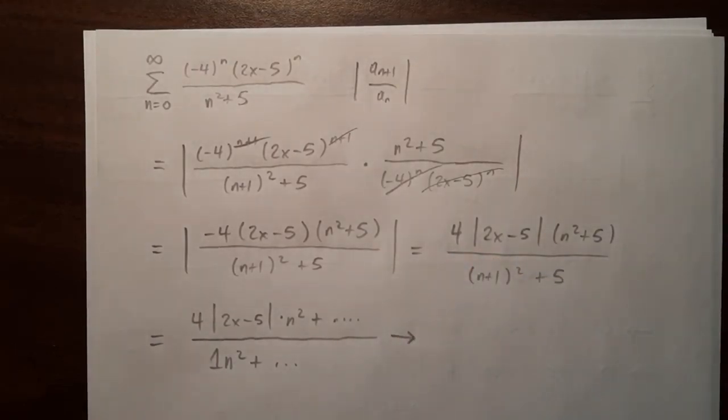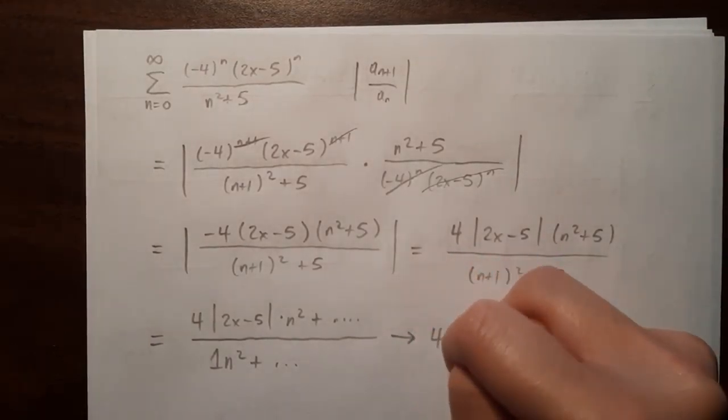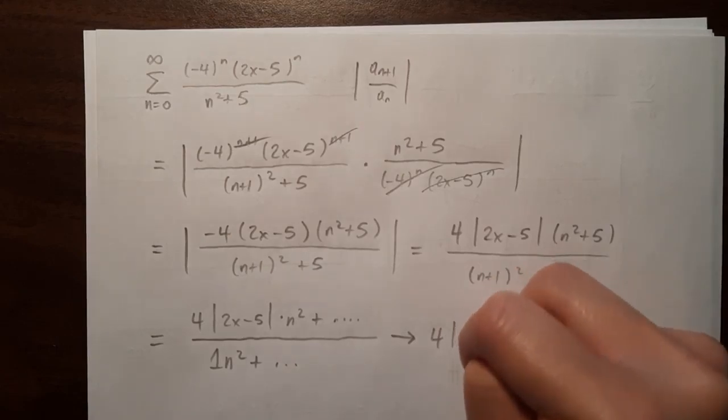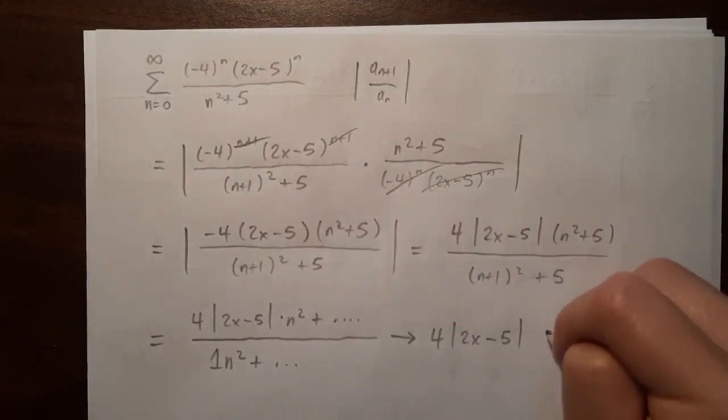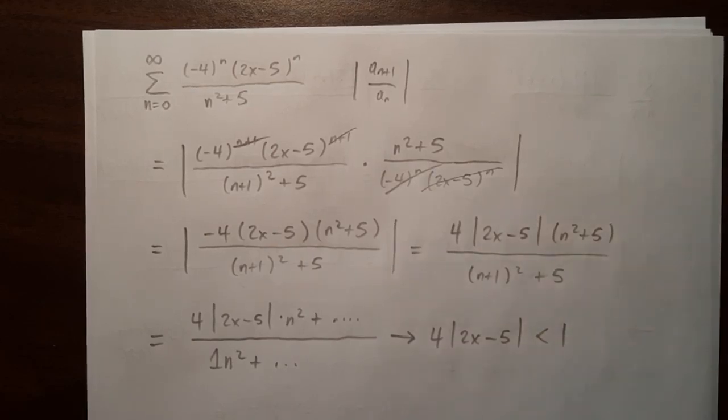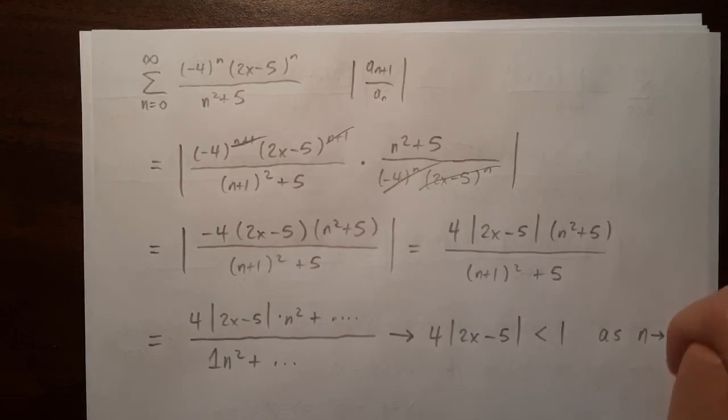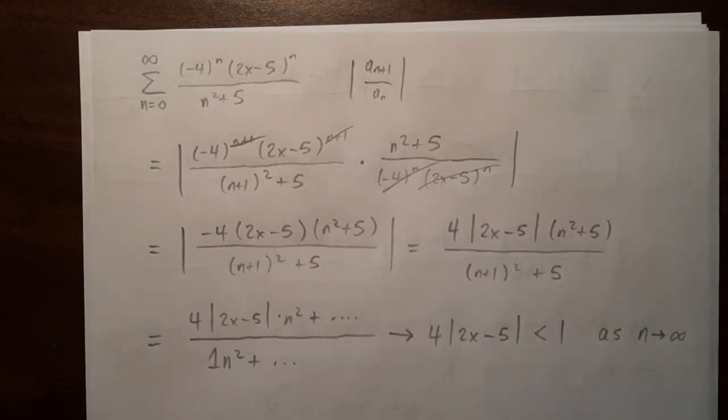So take the limit as n goes to infinity, and you get that the limit is just going to be, well, 4 times the absolute value of 2x minus 5. And we are looking for that to be less than 1. Again, that's when the ratio test tells us we've got convergence.